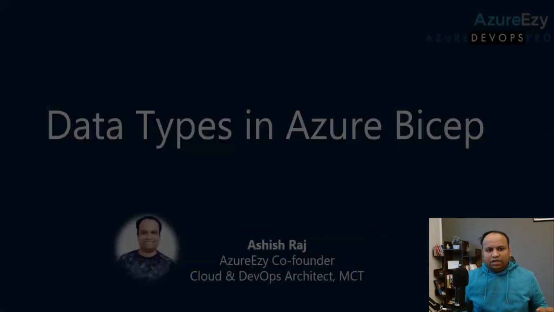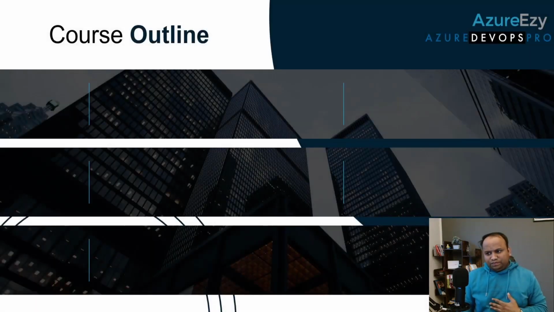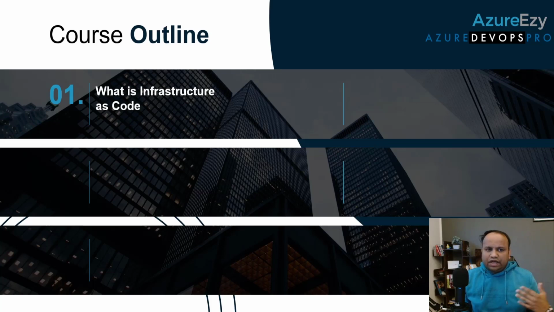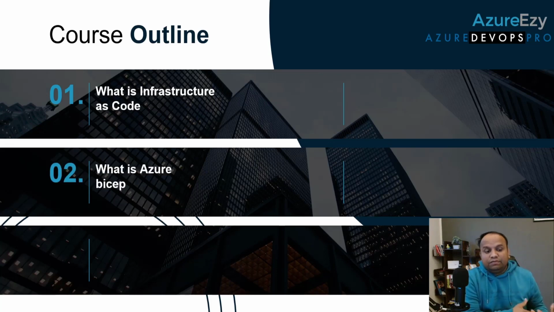Anyway, let's go ahead and discuss data types. But before we do, let's go back and see what we have discussed so far. We started with the infrastructure as code component, what the basic concept is, how it works in the cloud ecosystem and how beneficial it is. Then we looked into Azure Bicep, and where this particular tool stands in terms of infrastructure as code.